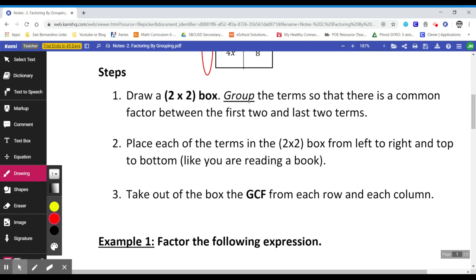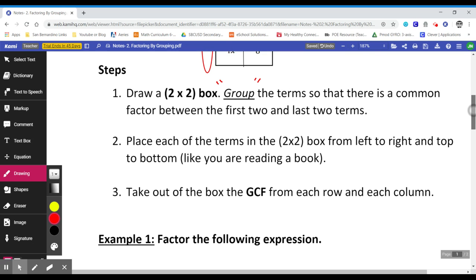Step one, you need to draw a 2x2 box, kind of like what you see up there. Then, you have to group the terms so that there's a common factor between the first two and the last two terms. That's why it's called factor by grouping, because you have to group the terms so that they're next to each other, if they share a factor.